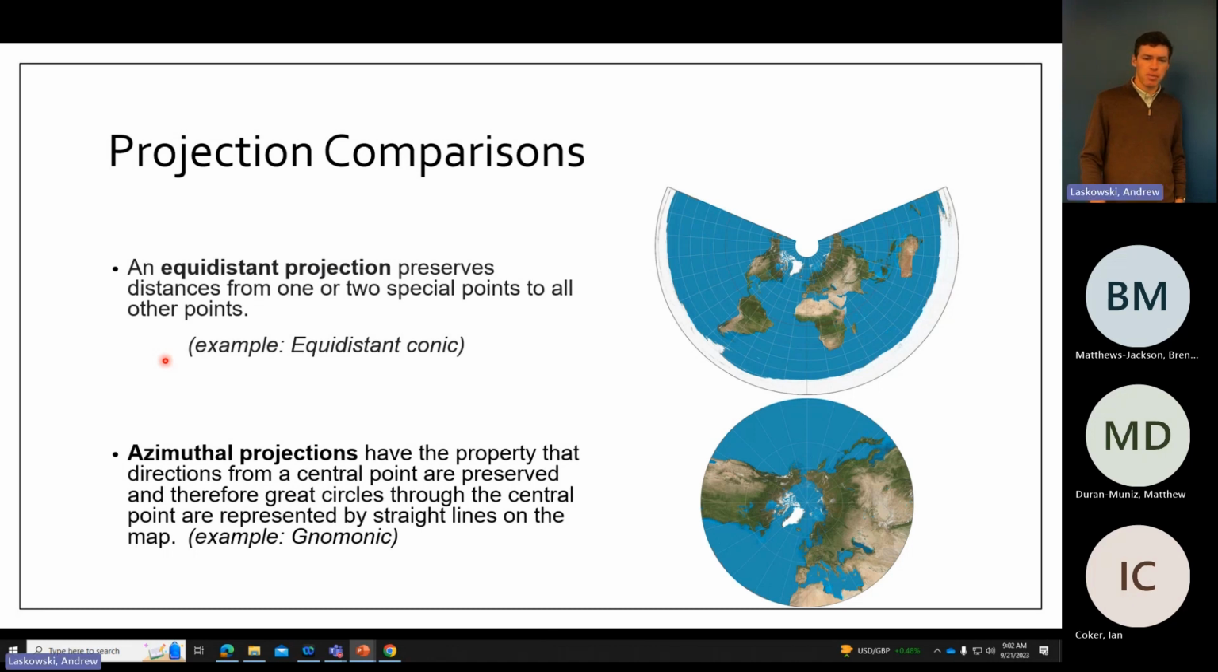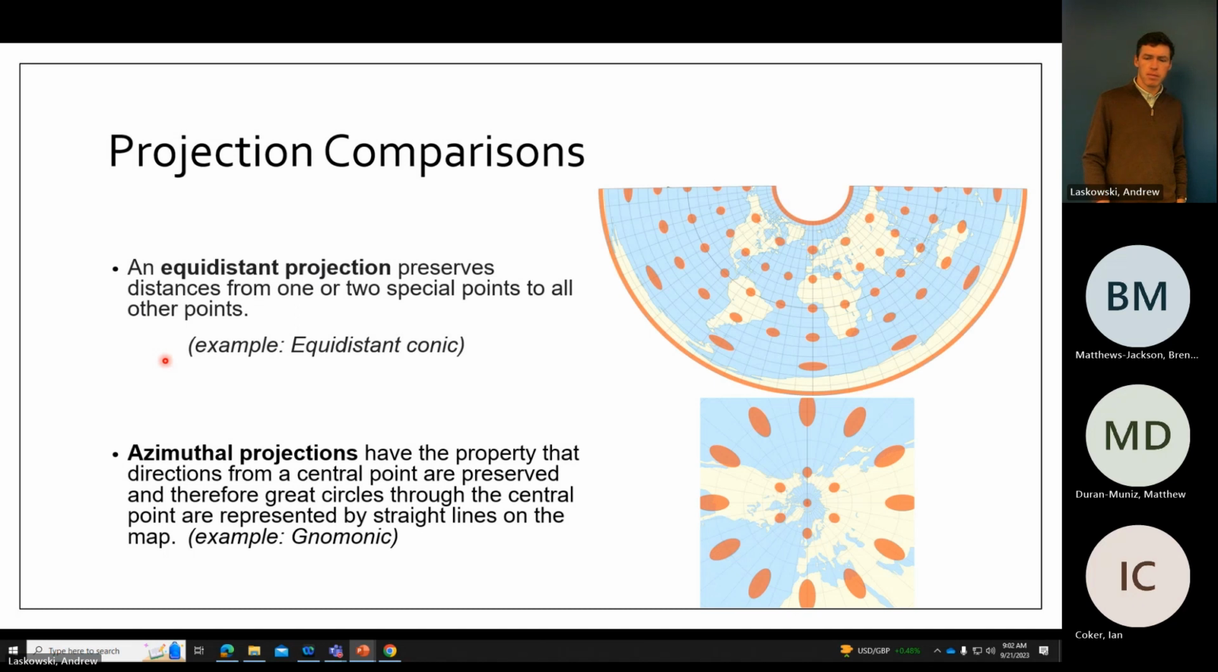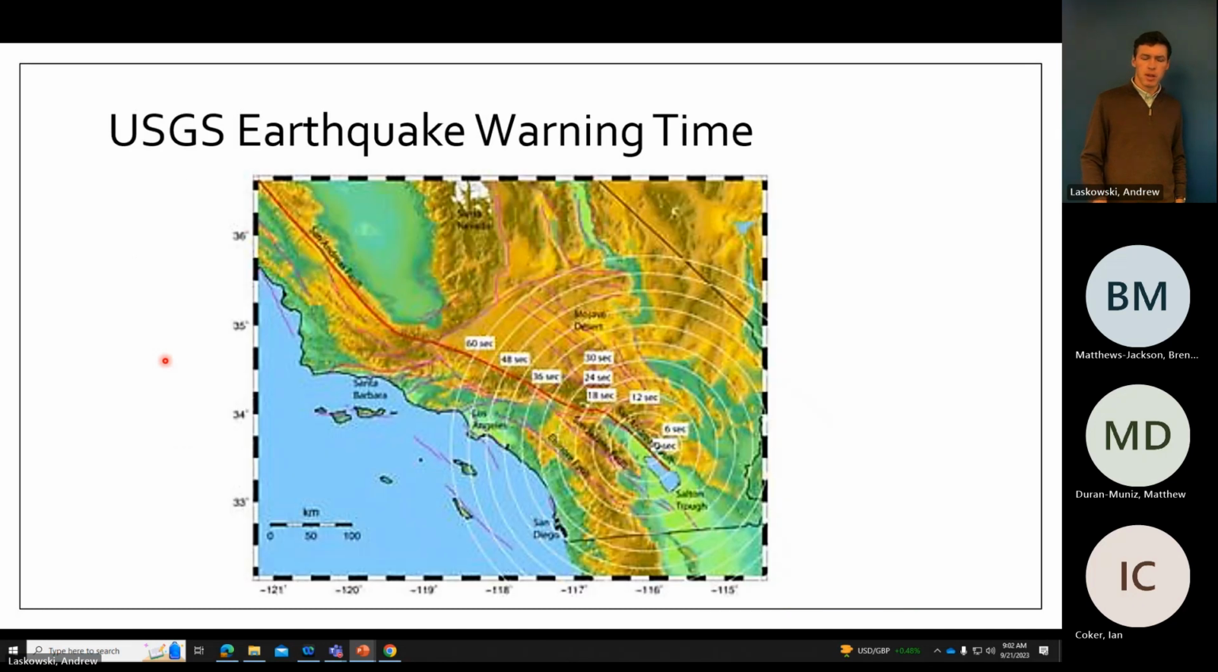A couple of examples here. This map you can see is using an equidistant projection. This is a US Geological Survey earthquake warning time map. The center of this map would be the epicenter of the earthquake. Here it's along the trace of the San Andreas Fault near the Salton Trough.